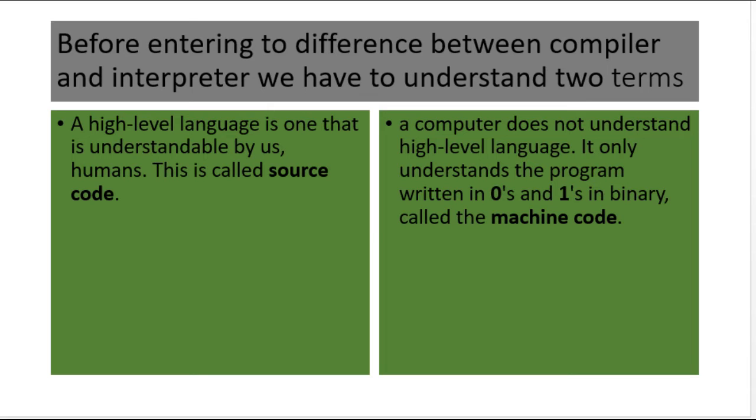A high-level language is one that is understandable by us, humans. This is called source code. A computer does not understand high-level language. It only understands the program written in zeros and ones in binary, called the machine code.